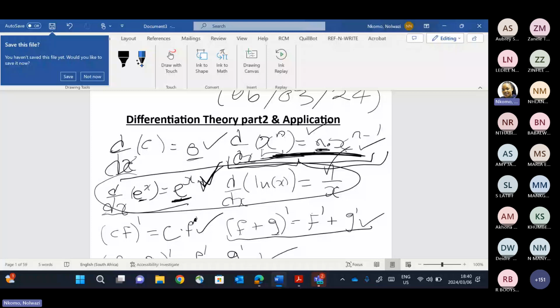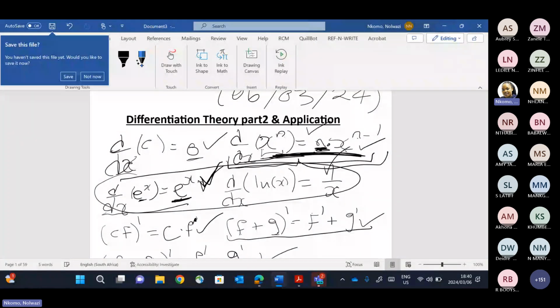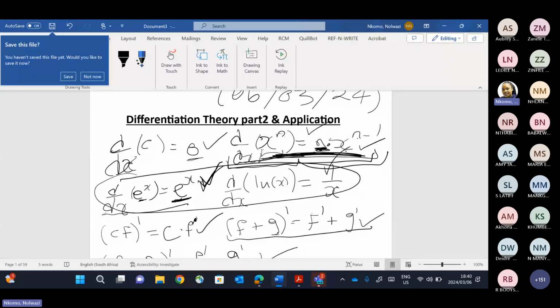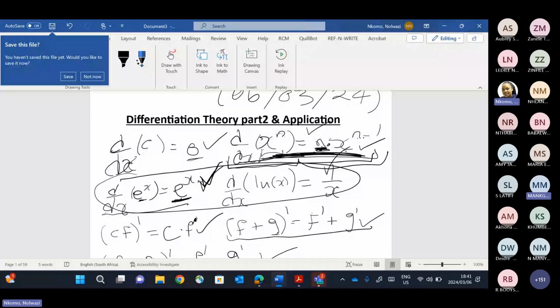You just come here where there is n, you substitute n with 2. The rule says the derivative of x to the power n is equal to n times x to the power n minus 1, then come here and substitute n with 2. So you put 2 here. If you put 2 here, that means you'll have 2 times x to the power 2 minus 1. That's why we have 2 times x to the power 2 minus 1. Is it fine?